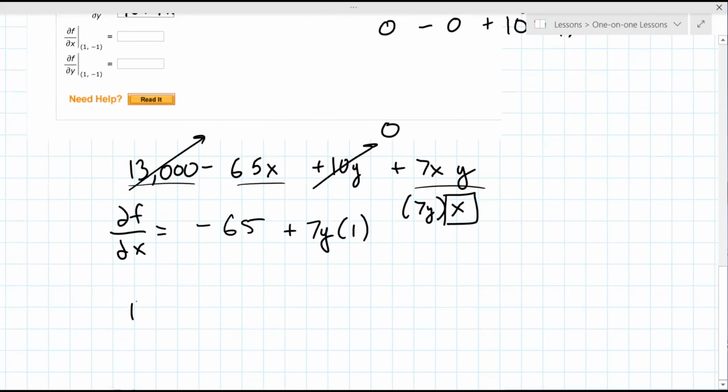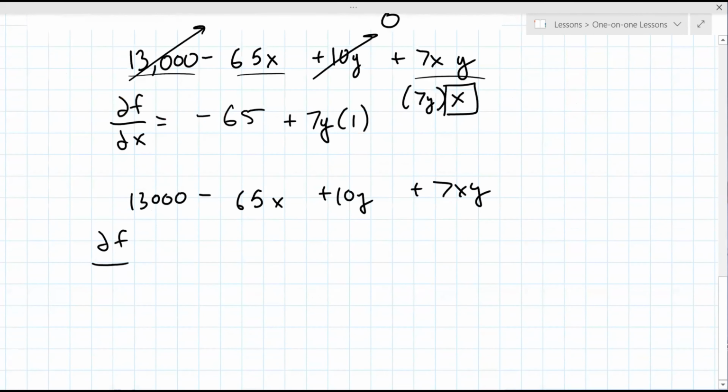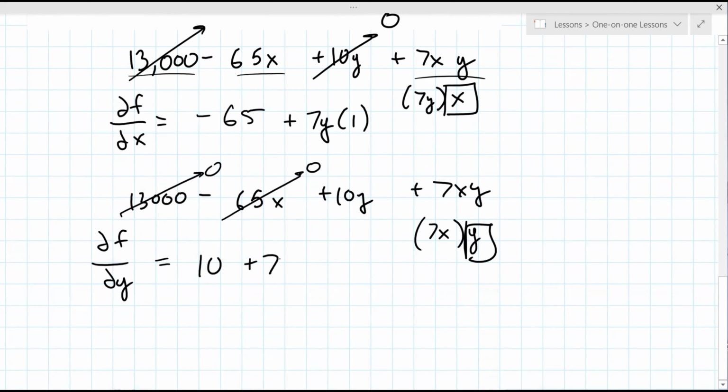Let's do it again for partial f partial y. So you only want to look for something that has a y in it. So no y and no y. So those are both 0. This right here, the derivative is 10. This right here you treat it as 7x times y. So the derivative of y is 1, and then 7x is just 7x times 1.